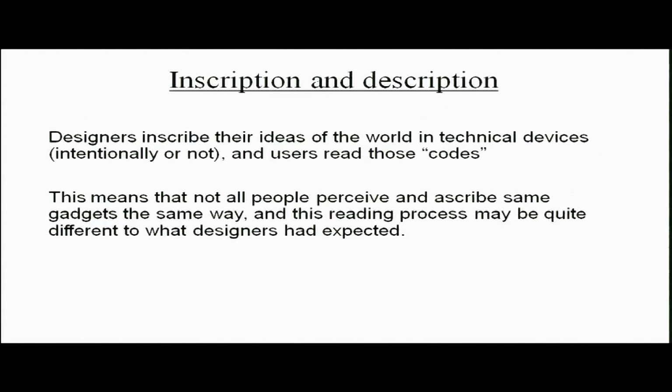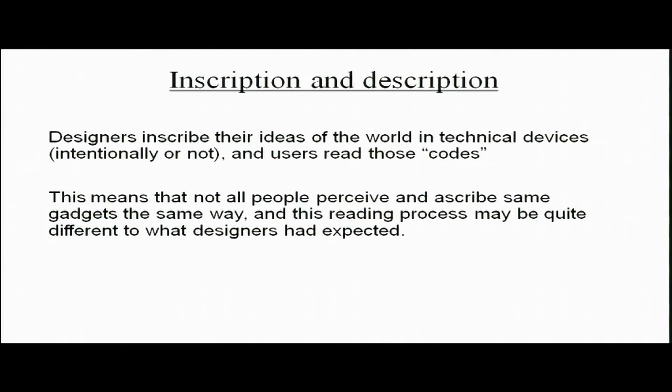So now with that understanding, we need to understand how inscription and description of technical devices take place in society. So designers, when they are thinking of a technology, thinking of a product, inscribe their ideas of the world in a technical device, whether intentional or not is not clear in research, and users read those as codes. So these are called gender codes oftentimes in these technical devices. This means that not all people perceive and ascribe the same gadgets the same way, and this reading process may be quite different to what designers had expected.